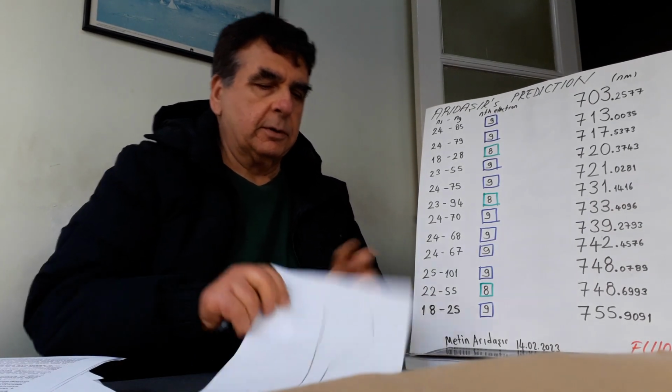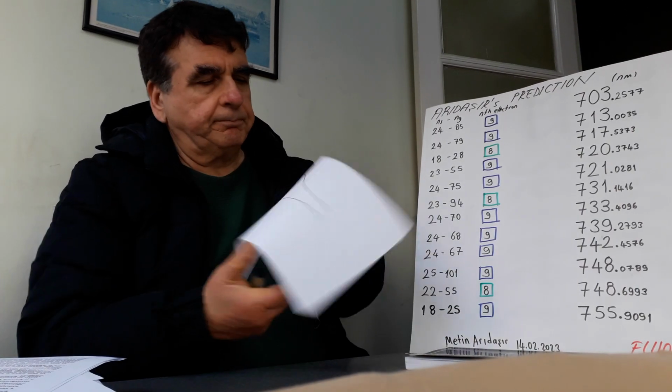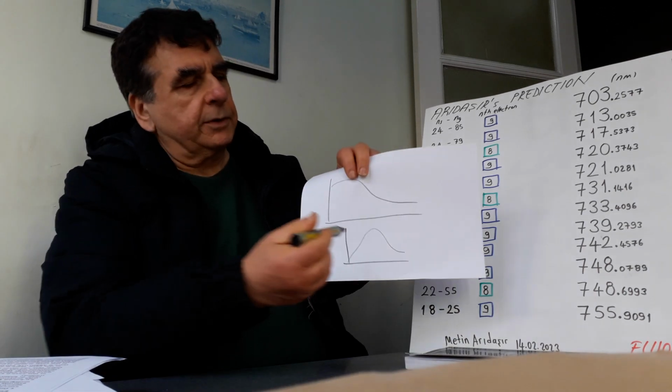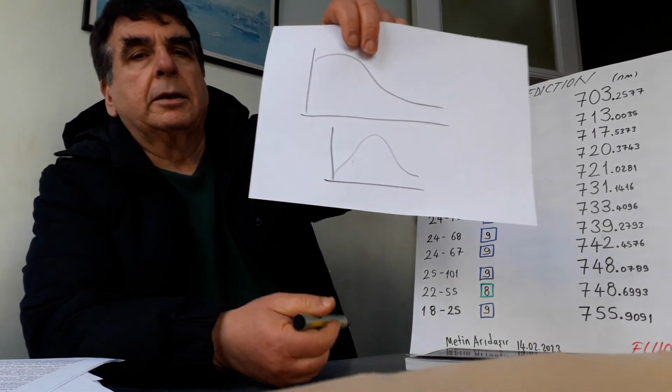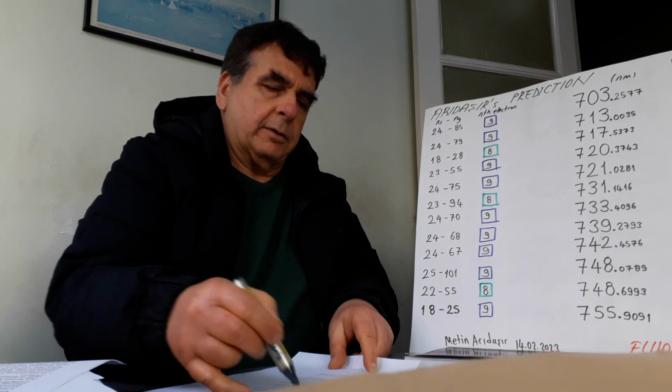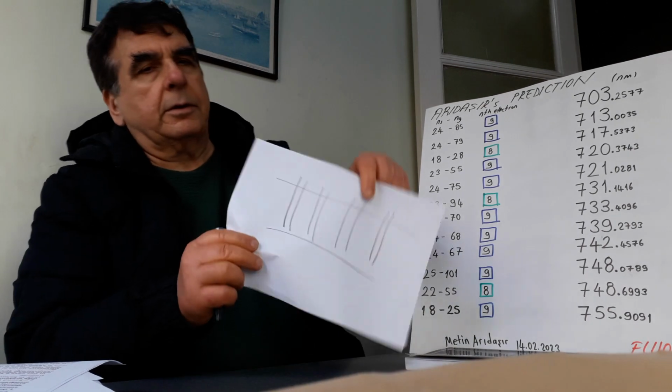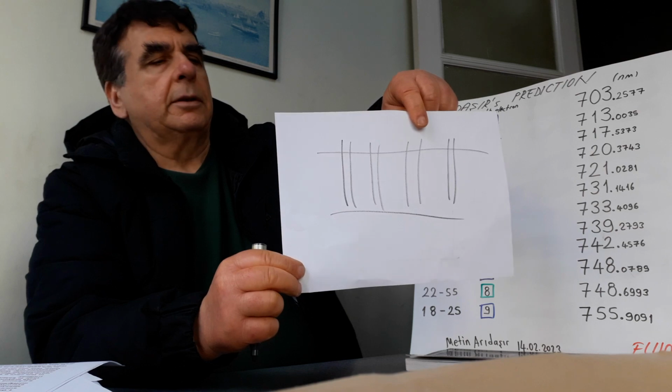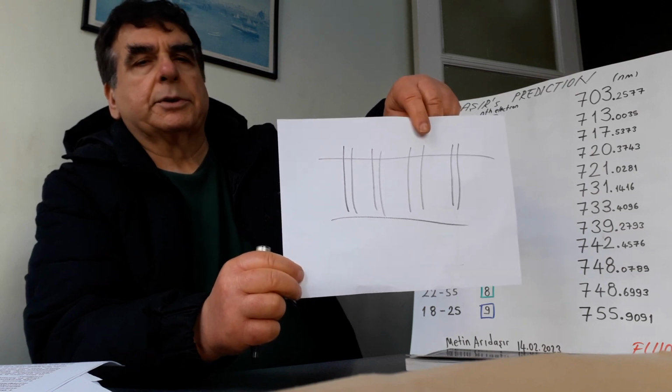This is continuous spectrum, like black body radiation. This is characteristic, the characteristic lines, emission lines or absorption lines. Okay. I advise you to watch my former videos.